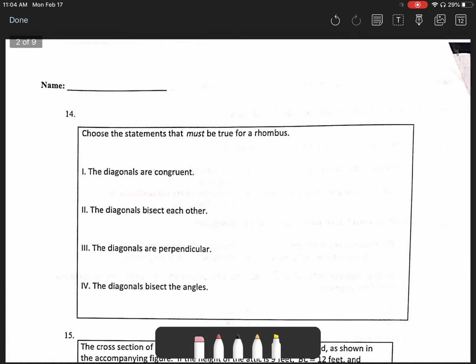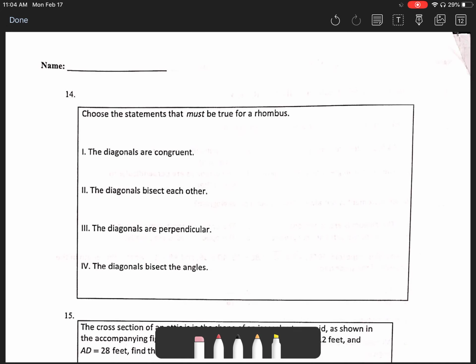Alrighty, so that's the first page. Choose the statements that must be true for a rhombus. Hopefully you know how to draw a rhombus, because that could actually be helpful. So you know that a rhombus kind of looks like this, roughly. The diagonals are congruent to each other. So is this distance the same as this distance? No. From here to here is shorter. If they were congruent, then it would be a square. So this is actually going to be false.